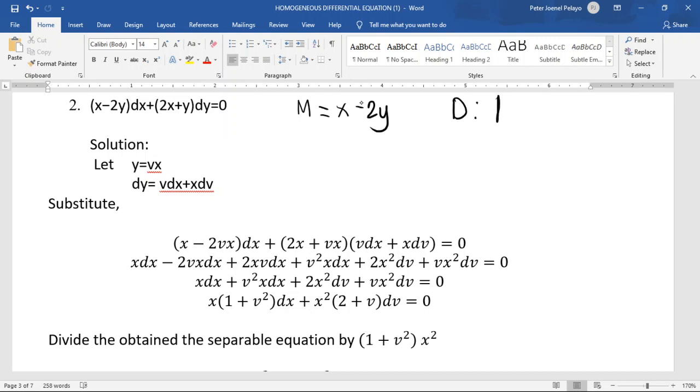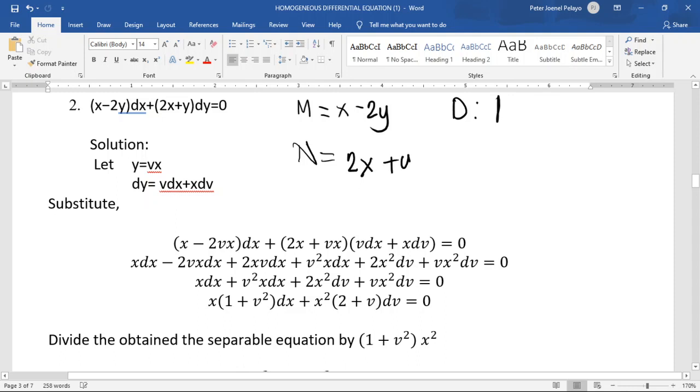So, when there is a minus or plus operator, the terms separate; they no longer add. Now, our n is equal to 2x plus y, right, because n is the partner of dy. Its degree is: 2x is degree 1 and y is degree 1, so its degree is 1. So, since both are the same, this is a homogeneous differential equation.